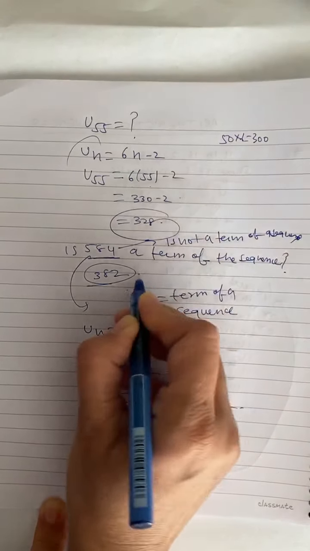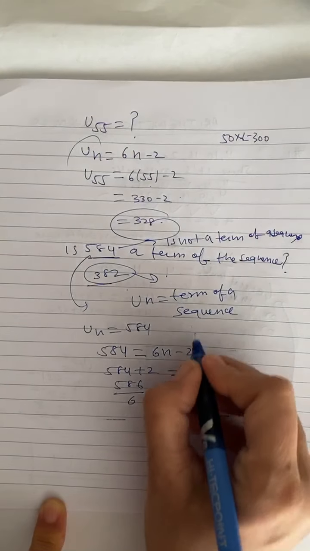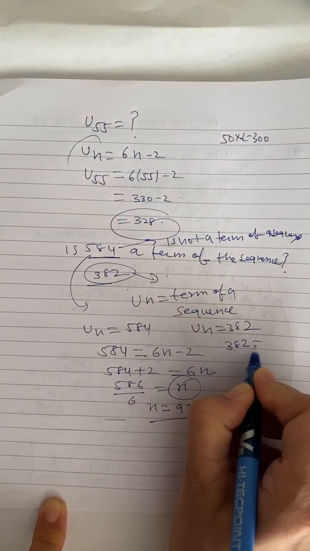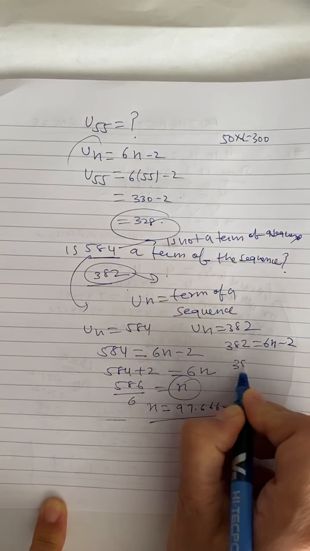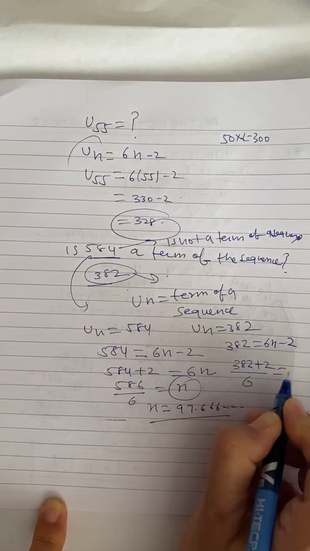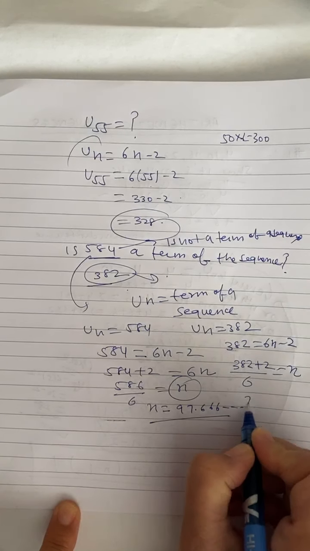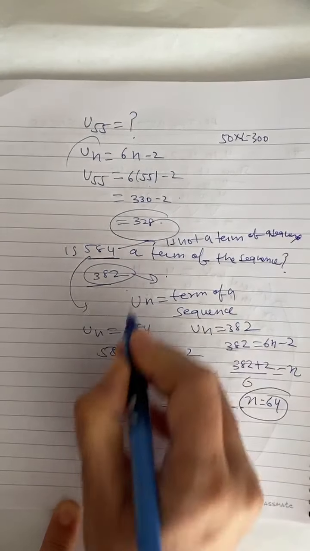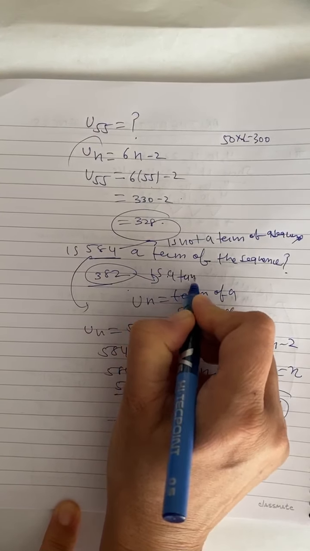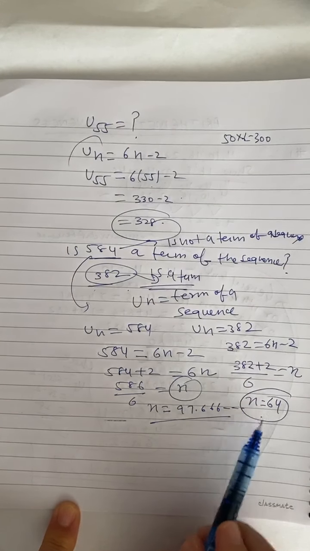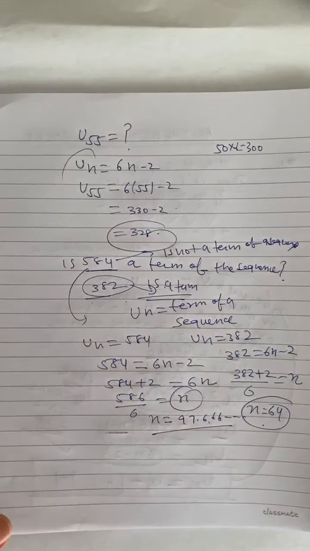And the next one is 382. You do exactly the same thing. Now un is 382, so 382 is equal to 6n minus 2. 382 plus 2 divided by 6 is equal to n. And if you get a whole number here, 384 divided by 6 gives you 64. So 382 is a term of the sequence, and which one is it? It's the 64th term. So this is how you find this out.